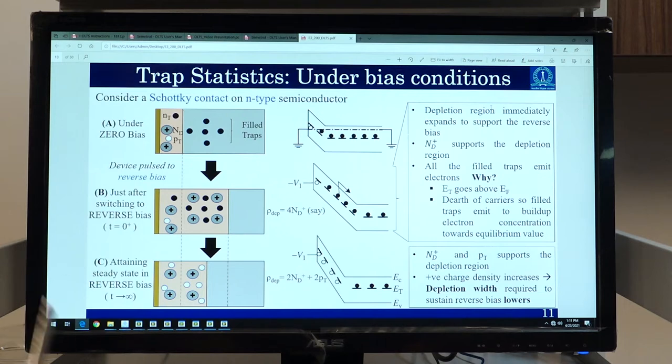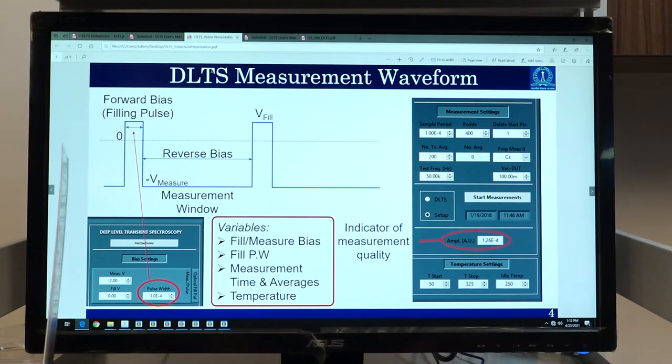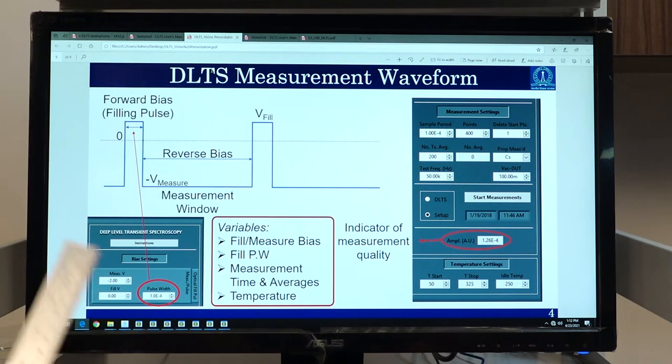So first, there are two types of electrical biases that we apply. One is called the filling pulse and another is called the measuring pulse. The work of the filling pulse is to ensure that the traps in the bulk of the semiconductor up to a particular region are completely filled.